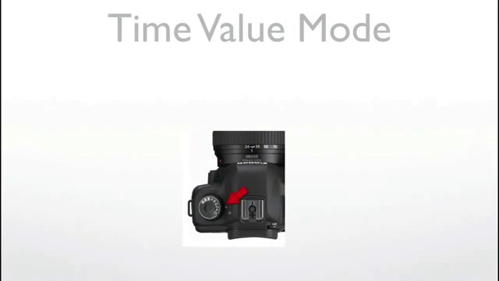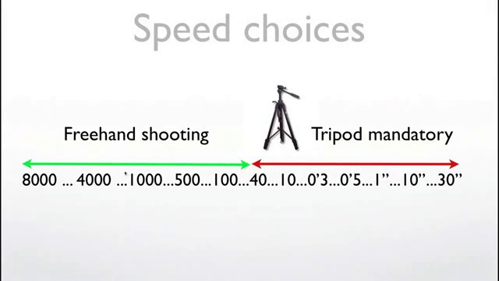Okay, the time value mode. The time value mode is the opposite of the AV mode. You decide the time and the camera is going to decide the aperture. So what type of time, of speed do we have in a camera?